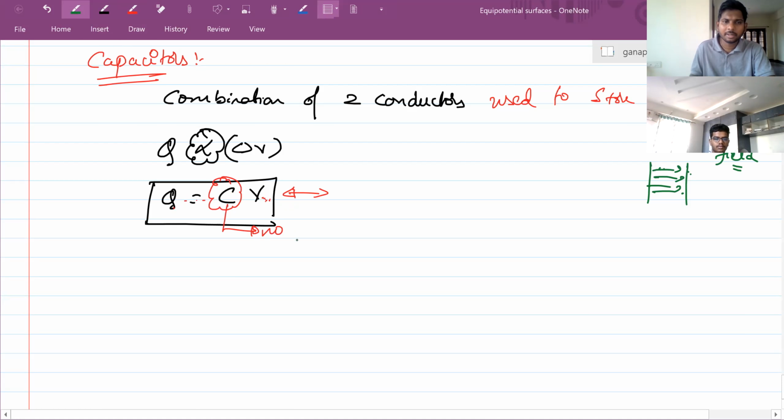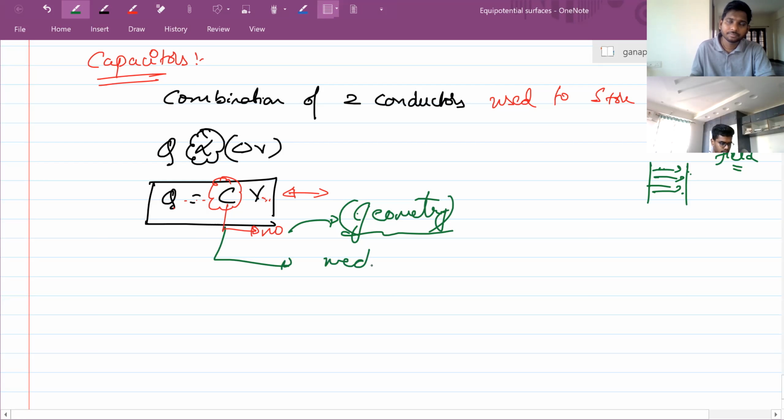What factors will it depend upon? The distance between the plates of the capacitor, the area of the plates of the capacitor. That is for a parallel plate, but any other can also be there. It depends upon geometry, and it depends upon the medium between them. Geometry and medium. Okay.